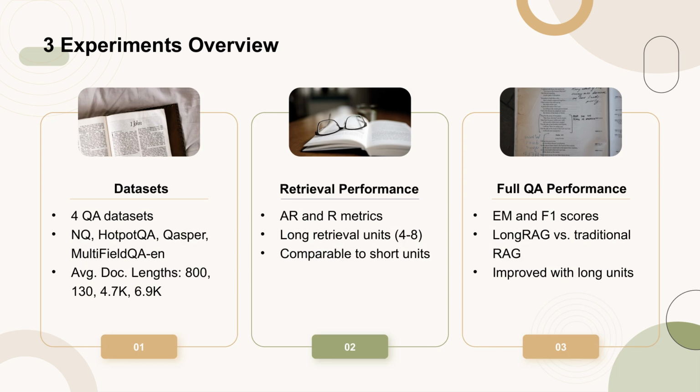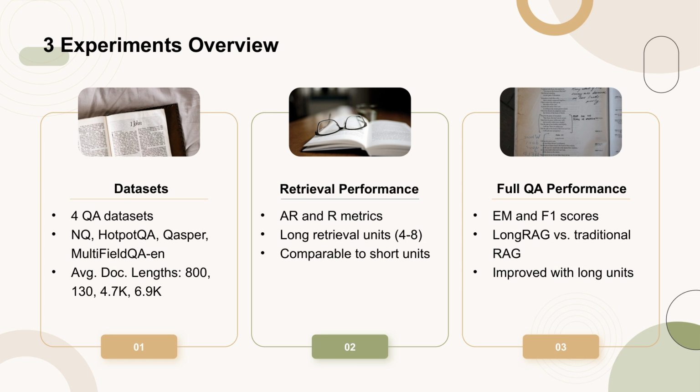In this section, we detail the experiments conducted to evaluate our proposed methods. We tested our methods on 4 question-answering datasets: Natural Questions, NQ, HotpotQA, Qasper, and MultiFieldQA. These datasets vary in average document length, ranging from 130 to 6.9K tokens.